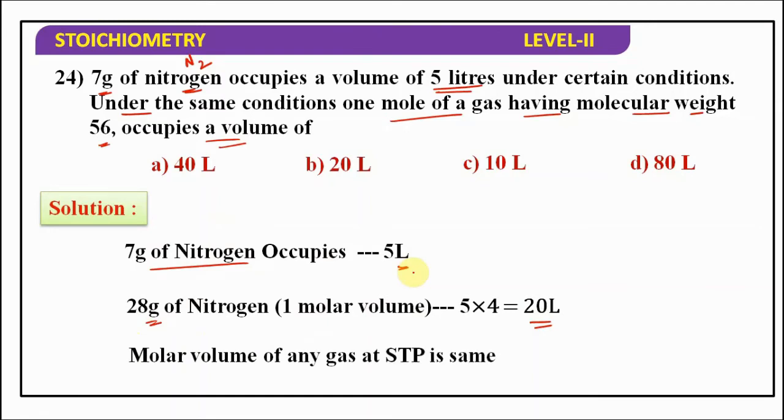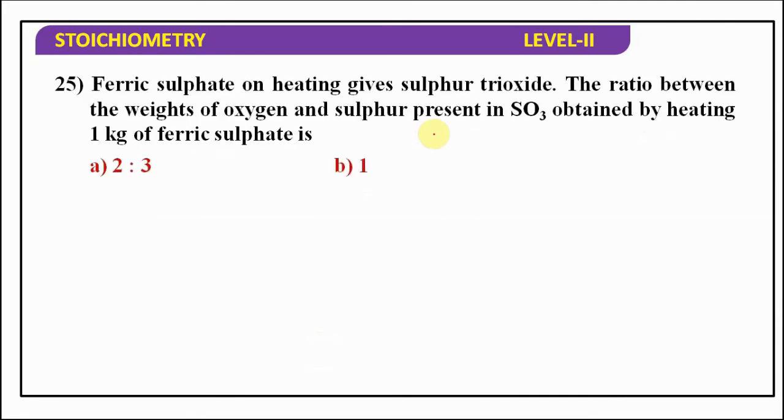Yes or no? That means molar volume of any gas at STP will be the same. Molar volume in the sense, see, under the same conditions, 1 mole of a gas having molecular weight 56, irrespective of any molecular weight, but moles of the gas is 1 mole only. So 1 mole of any gas occupies the same volume. So it can be taken as 20 liters. Understood? Is that clear? Right.